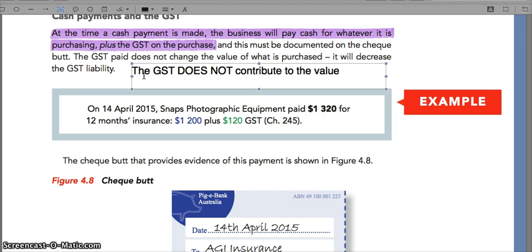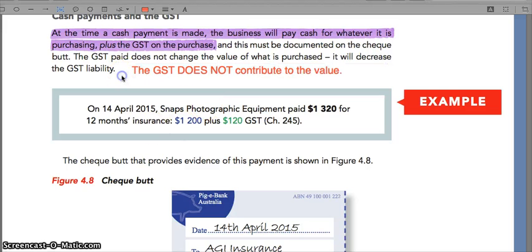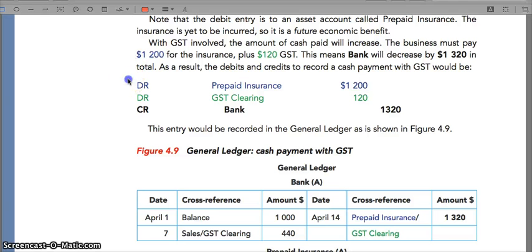So if we purchase $1,000 worth of stock, we have a GST liability of $100. That stock is not worth $1,100. The value of that stock is $1,000, and the GST is $100. And here's basically how you account for that, as we discussed.